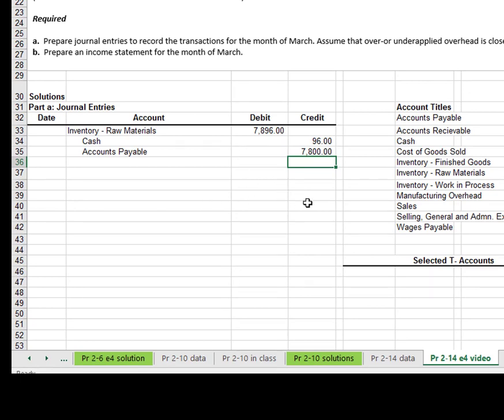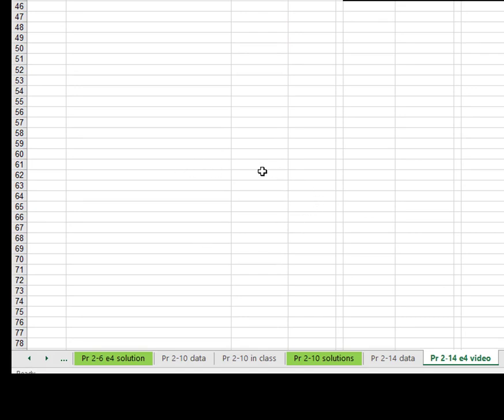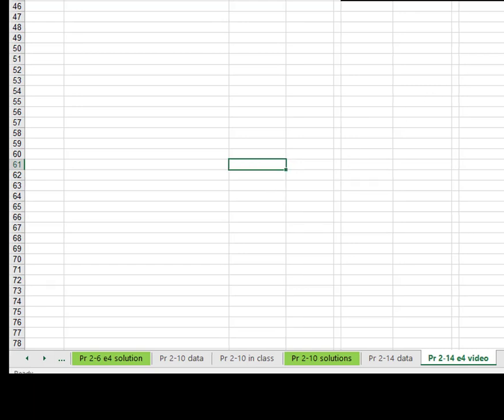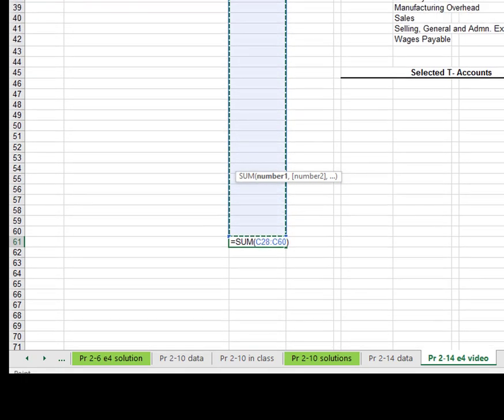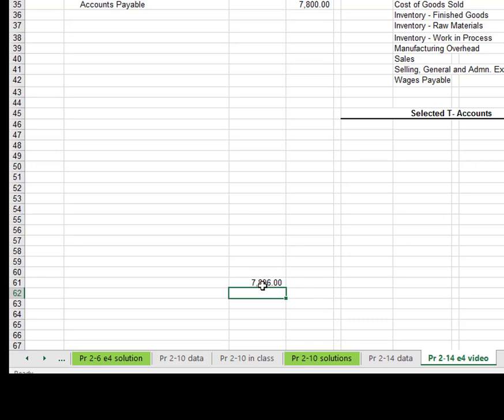So I've got my debits equal to my credits, and what I could do, I'll go down to the bottom here, and I'll just set up auto sum, total debits, total credits. So I've got debits equal my credits, and I just keep an eye on that because for each journal entry, your debits should equal your credits.